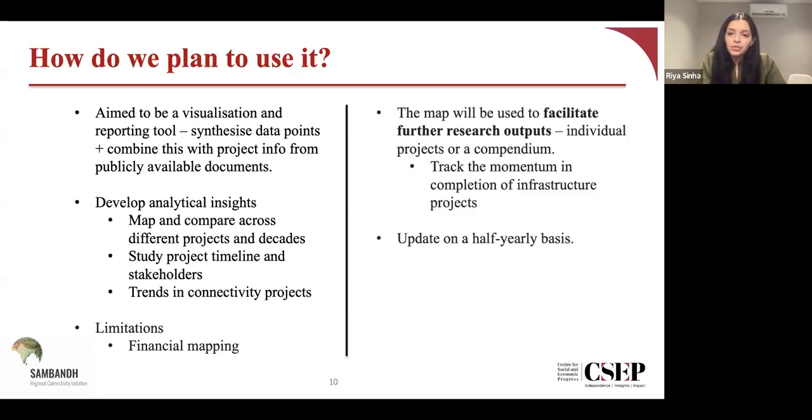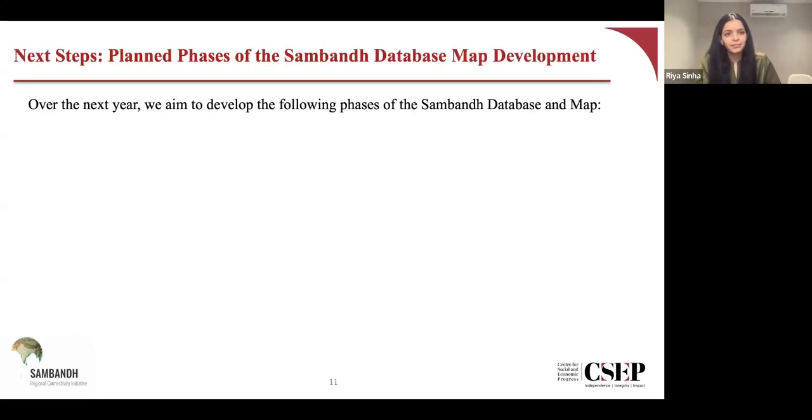And the map will be used to facilitate further research outputs, especially in terms of tracking the momentum and completion of infrastructure projects. If we talk about the last 10 to 12 years, we have seen a huge number of infrastructure projects, either in the neighborhood, either being initiated or a number of legacy projects being completed. So this database is going to be useful in mapping all of those for further research. We aim to update this database on a half-yearly basis, so as regular information as we can provide to this database.